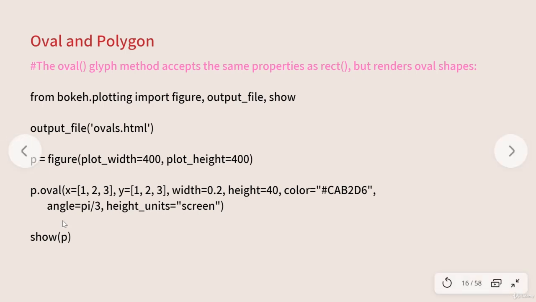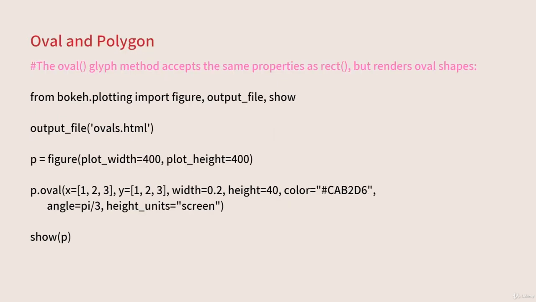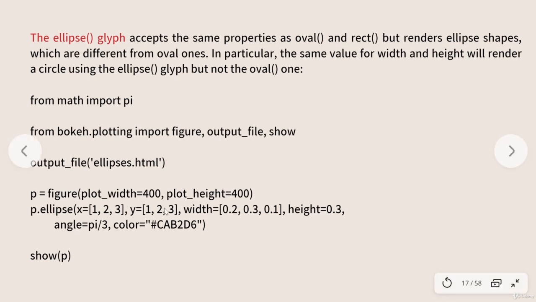Similarly, if you want to do a polygon, then the ellipse method is there. In the ellipse it will give you a polygon shape. Now this was for oval. Here the only difference is that you have to use p.ellipse, and more or less things are the same. The ellipse takes the same properties as we have done for oval and rectangle above, but it will give you an ellipse shape rather than an oval or rectangle. Let's say this is what we are importing. This is the math module. From math we are importing pi because we are using it in specifying the angle. Then the output file, we have been doing it from the very first lecture, that we have to mention the output file.